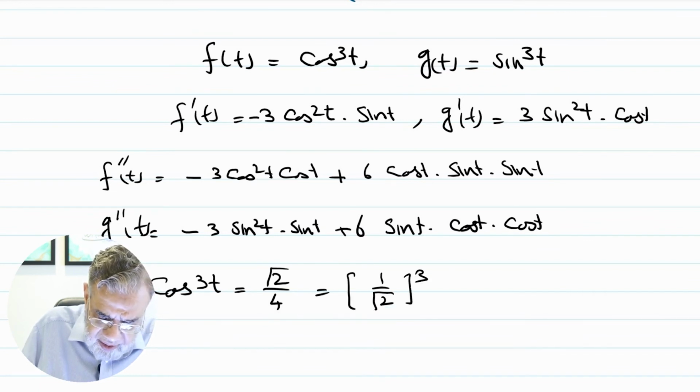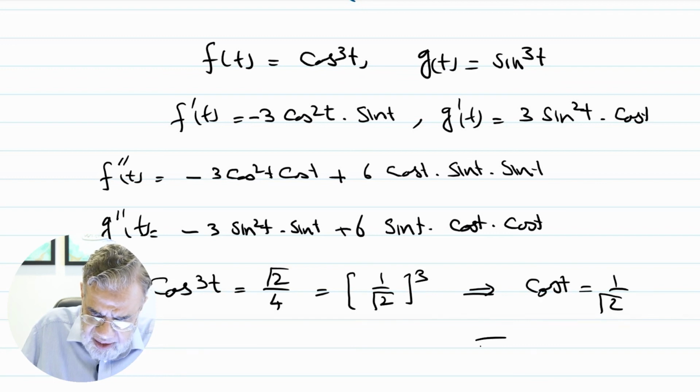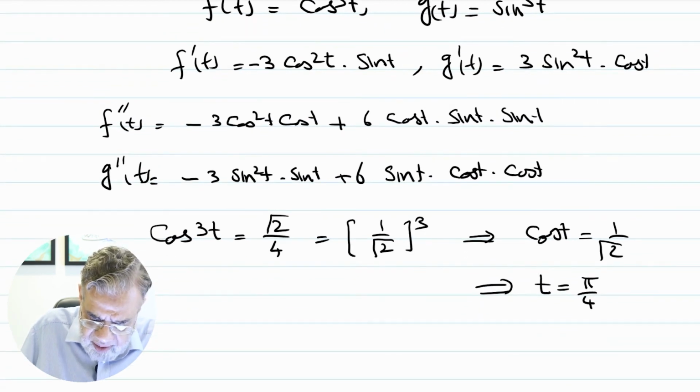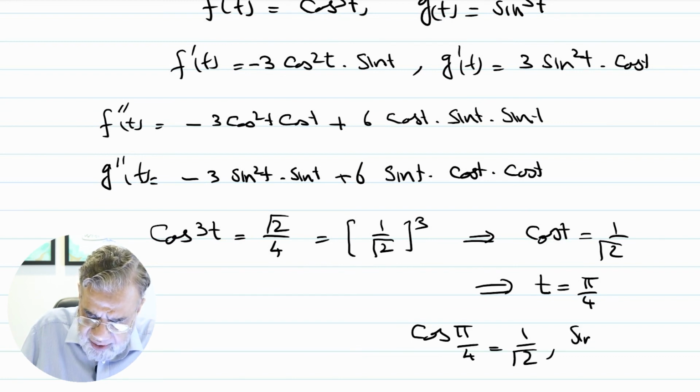This implies our cosine t is equal to 1 upon root 2. Then this implies our t is equal to pi by 4. And our t is equal to pi by 4. We have here cosine pi by 4 is equal to 1 upon root 2, and sine pi by 4, we know the value, is equal to 1 upon root 2.